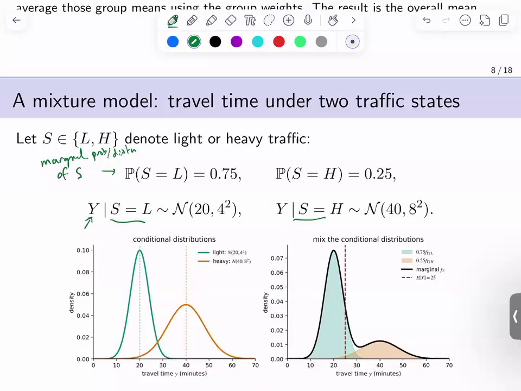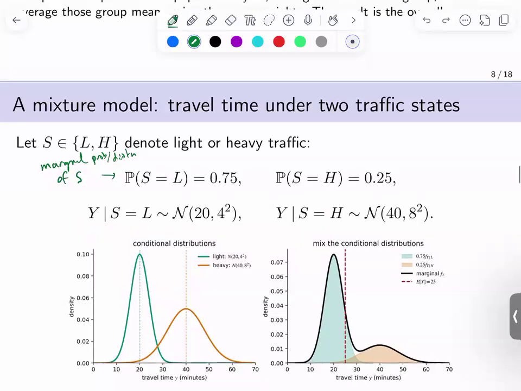Conditional on S being L, it's normally distributed with mean 20 and variance 4. And under heavy traffic, it's distributed normal with mean 40 and variance 8 squared. Both the mean and the variance are larger. So is this notation clear, the way that I define it? This defines the full distribution of the pair.